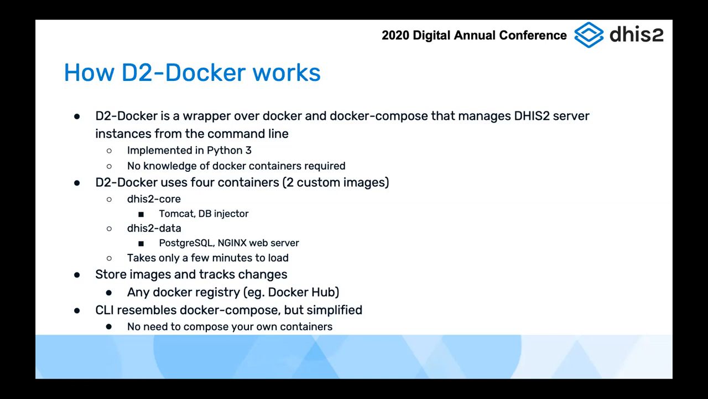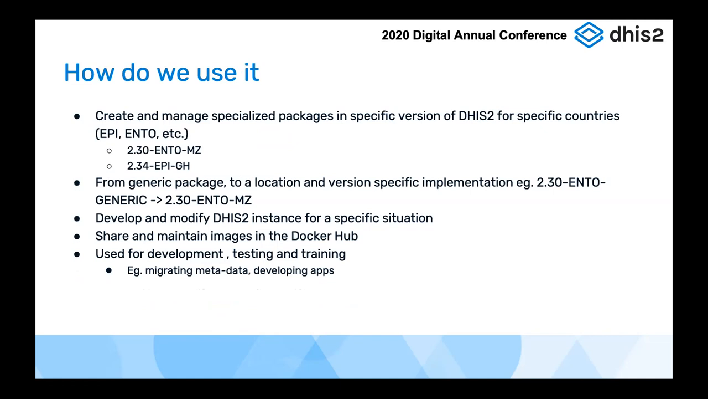It only takes a few minutes to load. You can store images and track changes using any Docker registry. As you saw in the previous slide, Docker Hub was the registry that we use. And with this simplified command line, you don't need to know how to build your own containers or how to configure Docker. You just pull from existing images, and that will be your starting point. So how do we use it at WHO?